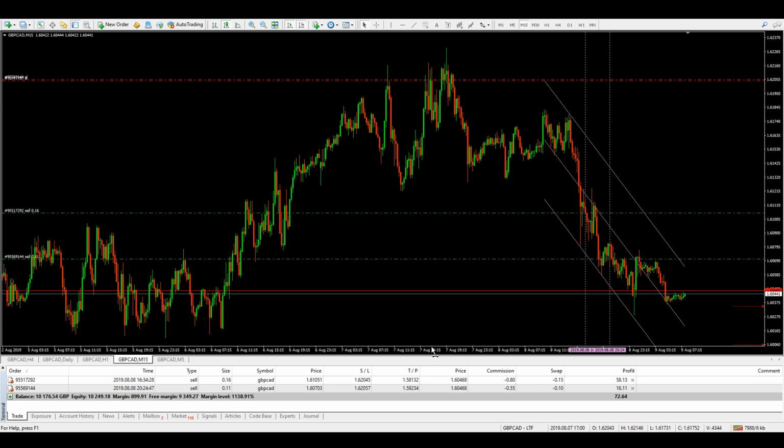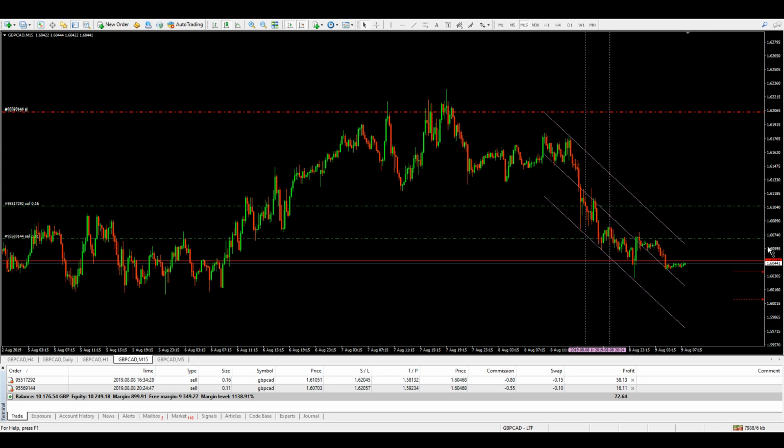So if we're looking at the 15-minute here, so this is a 15-minute. This was my second entry here. This line here indicates the second entry. This was the first here. And I was basically using the price action to determine the entry.